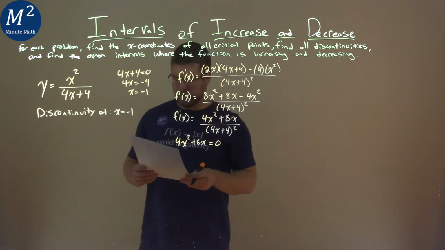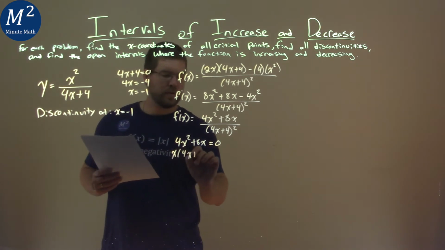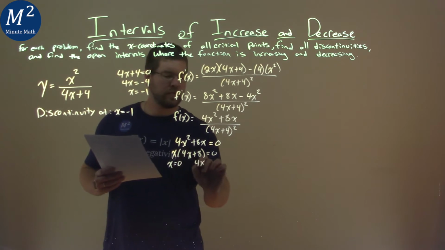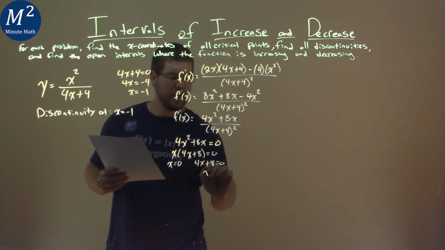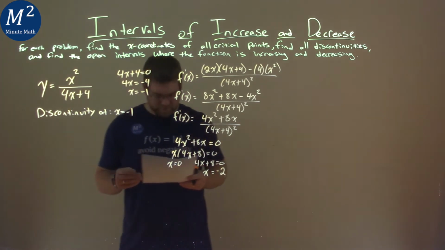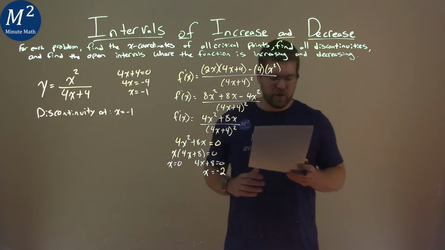So we care about the numerator here. Pull x out. We have x times 4x plus 8 equals 0. Solve: x equals 0, or 4x plus 8 equals 0, and x equals negative 2. Negative 2.